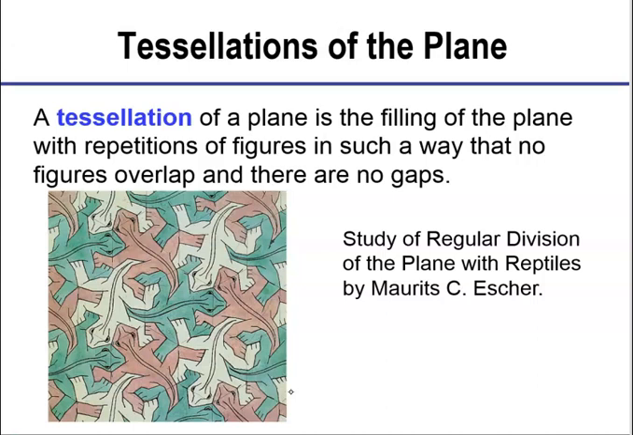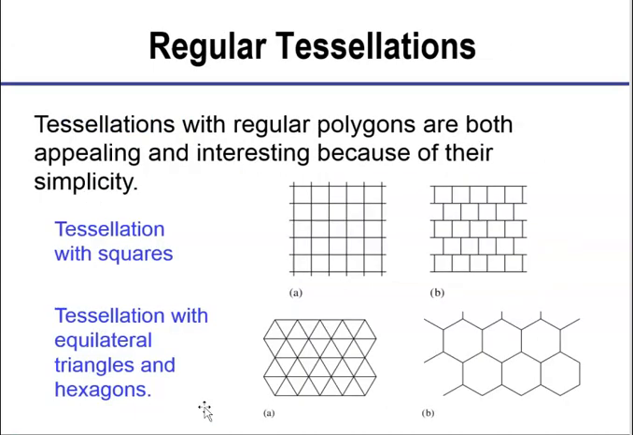But notice that it's the same figure just repeating. It looks like it rotates, and there are no gaps at all. If you think about just tiles on the floor, that's a more basic tessellation, but that is a tessellation. Let's look at regular tessellations. So tessellations with regular polygons are both appealing and interesting because of their simplicity.